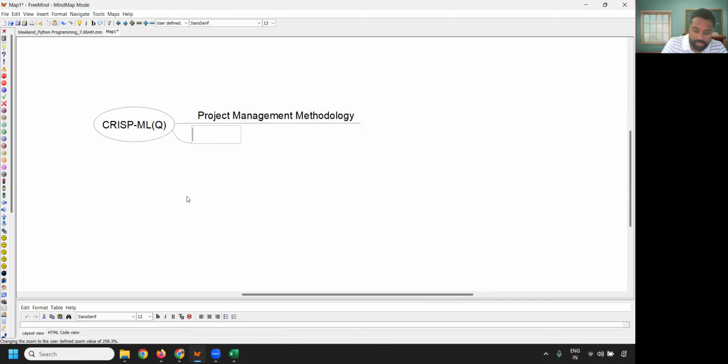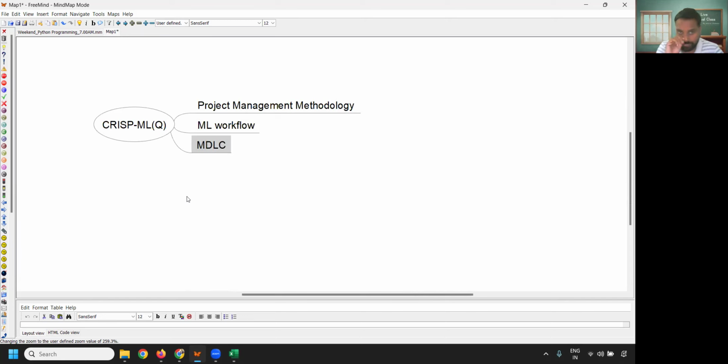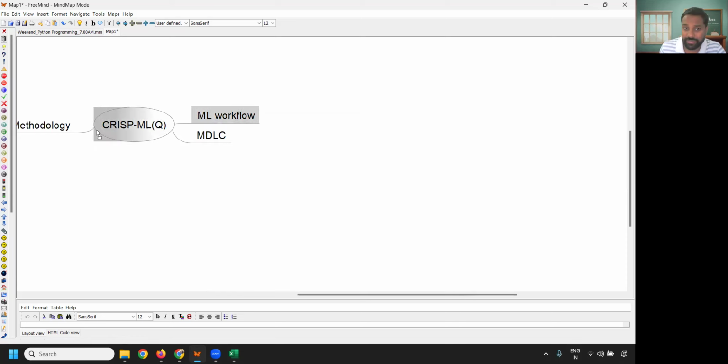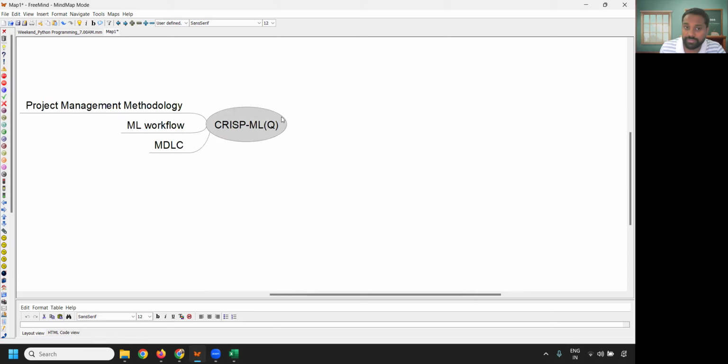Okay, and this is also known as machine learning workflow or ML, machine learning development life cycle. This is the standard practice that we use. And it also contains 6 stages. Okay, this also contains 6 stages like CRISP DM, the previous one.